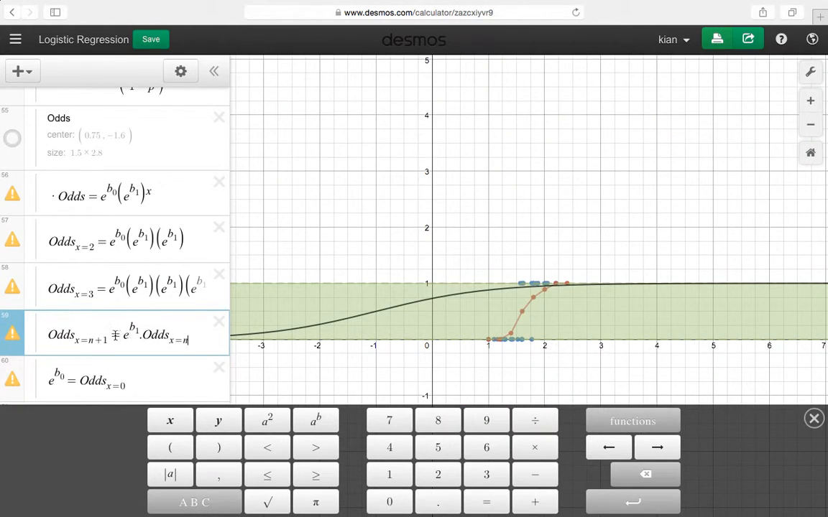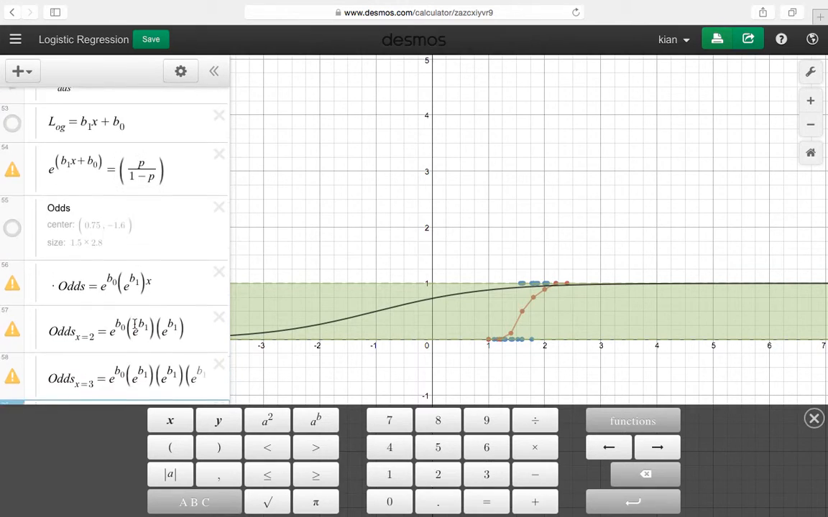Now, how about the interpretation of beta 0? In order to get e to the beta 0, you have to set x equal to 0. So what happens is that odds at x equals 0 would be e to the beta 0 times e to the beta 1 raised to 0, which equals 1. So one interpretation of e to the beta 0 is that it's going to be equal to odds at x equals 0.